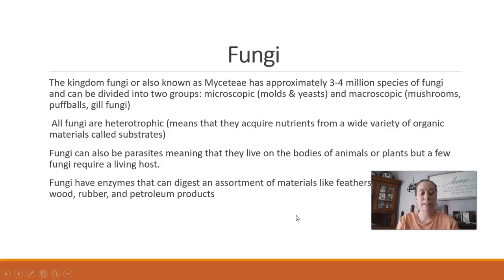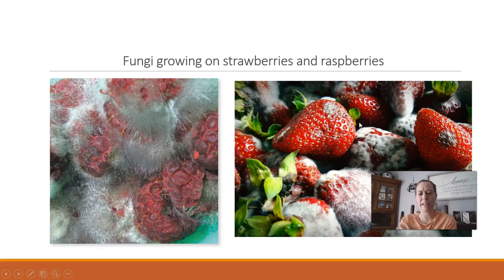All right. Fungi have enzymes that can digest an assortment of materials like feather, hair, cellulose, wood, rubber, and petroleum products. You can kind of see this. I don't know if anybody has ever been hunting or anything like that, but a lot of places that you see stuff like this are on trees. You can see when you're in the woods the breakdown of the wood. So I think that's pretty neat. Here I've got a little bit of a visual for you on fungi and how they grow on strawberries and raspberries. That's something that we see every day. We can see that in our fridge, obviously.